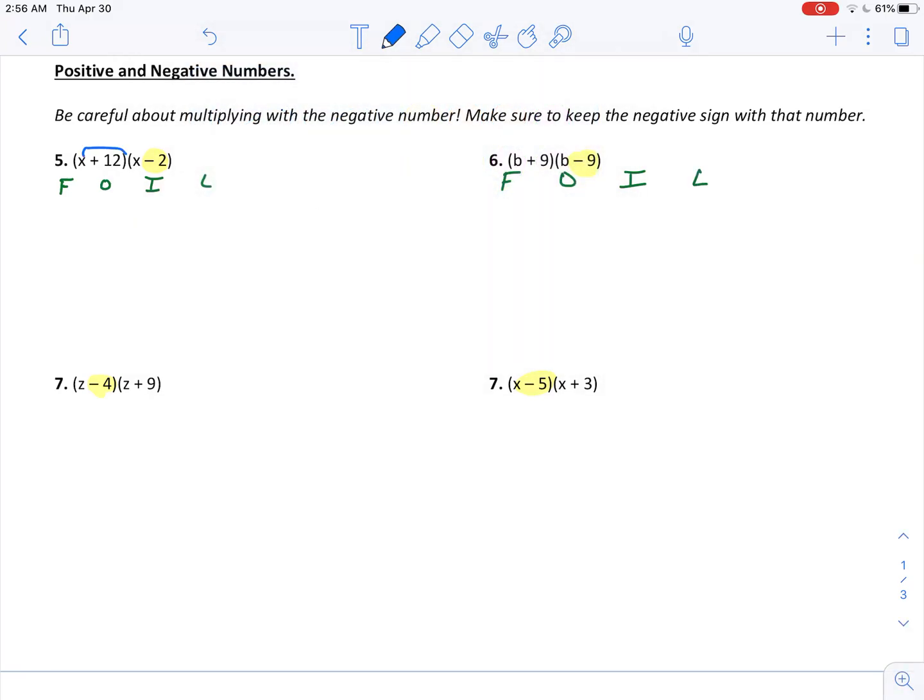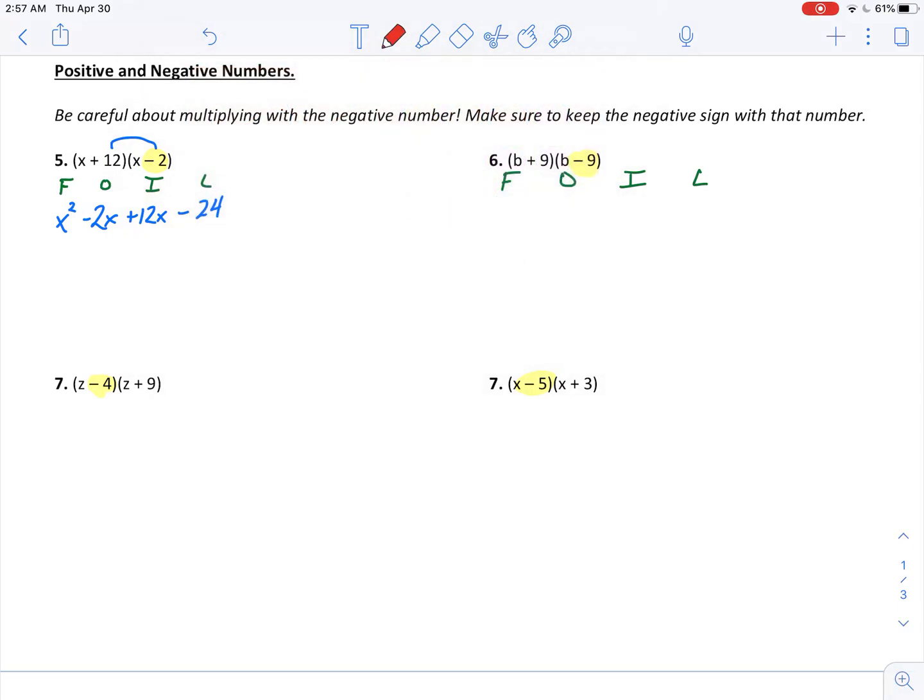So the first product in number 5, x times x, is x squared. The outers, okay, x times a negative 2. Be very careful to keep that negative with you. So negative 2x. The inner product is positive 12 times x, which is positive 12x. And the last product would be positive 12 times negative 2. Well, a positive times a negative is a negative. 12 times 2 is 24.